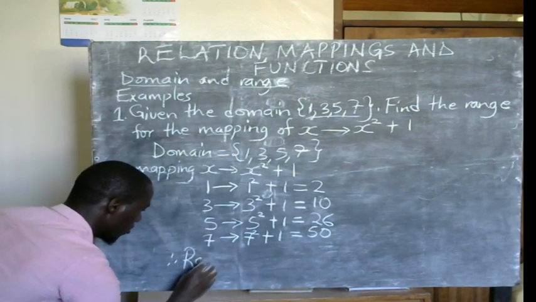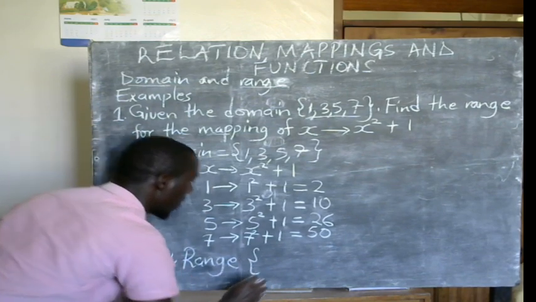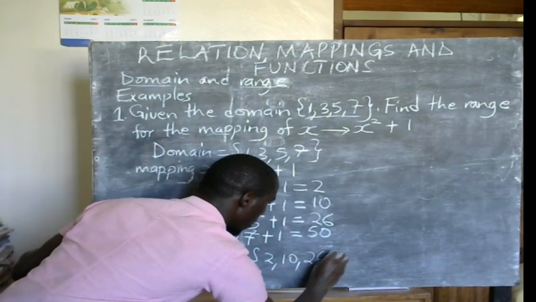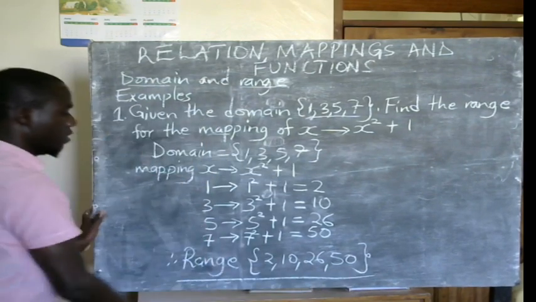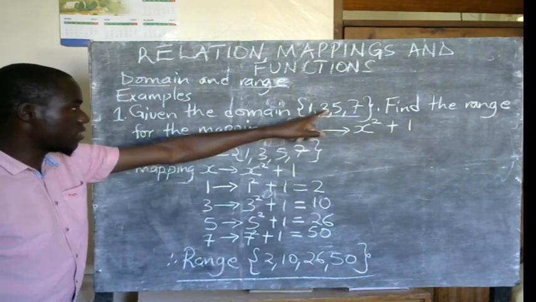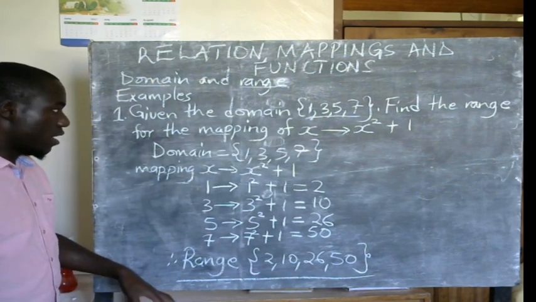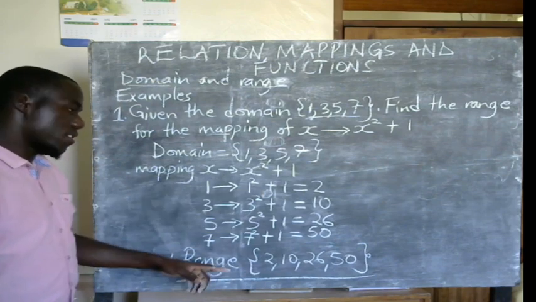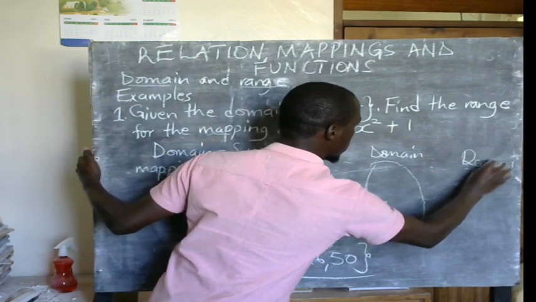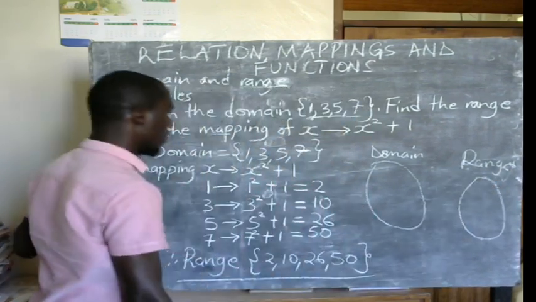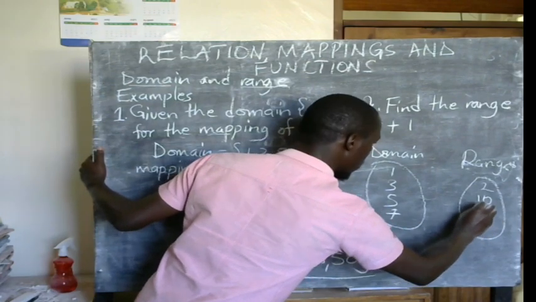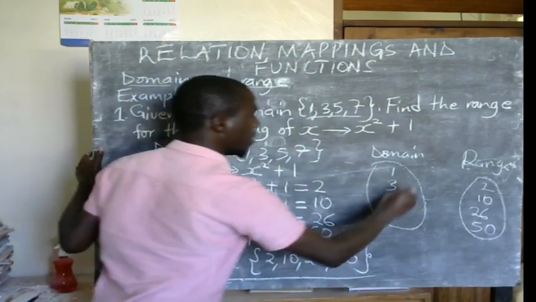Therefore, the range is 2, then 10, then 26, then 50. We need to write the range as a set, because even the domain was given as a set, and both of them must be sets. Most people just like to draw arrow diagrams. They draw the domain, then the range, feed in the 1, 3, 5, 7, then 2, 10, 26, and 50. Then they do the arrow diagram.